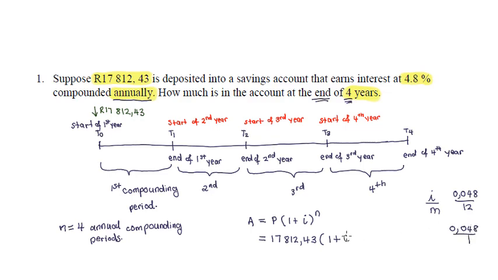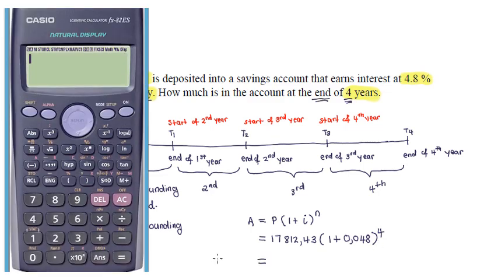If it was compounded semi-annually, it will be divided by 6. But now it's compounded annually, so we divide it by 1, which means that it's just this interest rate in decimal form. Nothing changes. Now our exponent of N is just going to be that 4 times 1, which remains 4.